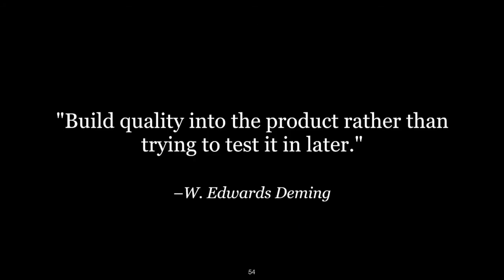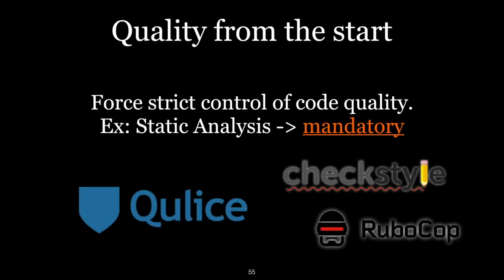Another thing I want to leave you with is this quote from Deming: build quality into the product rather than trying to test it later. What I mean by this is you should always try to have quality from the start. Be it a school project or the code you do at work, you should always try to have quality from the start. With Elegant Objects and with Cactoos and other similar libraries, there's this huge concern that from the start we're worried about quality. For example, we're forcing a strict control of code quality.